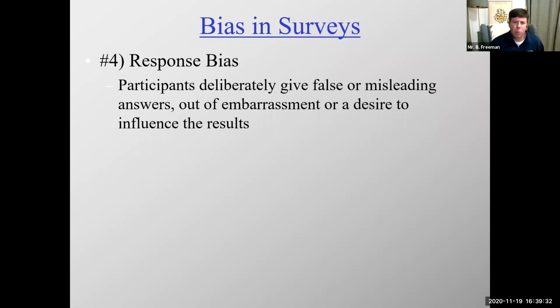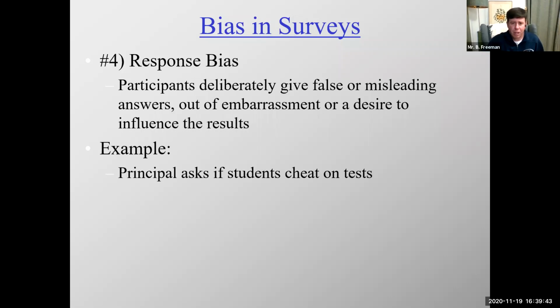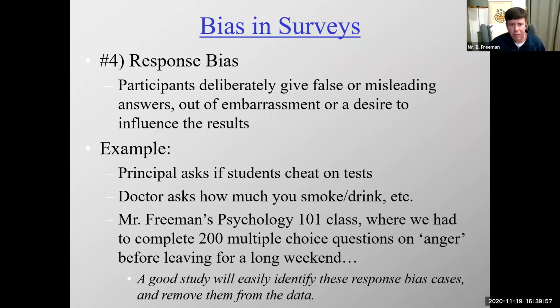So a response bias is when participants deliberately give false or misleading answers, and it can be out of embarrassment or just a desire to influence the results. And there's so many examples of this. One of the most classic ones, just a principal or vice principal asking anything to students where they could potentially get into trouble. So asking if students cheat on a test is obviously going to be a bias there. Other ones, just the principal or vice principal in the school asking anything that might get a student suspended, anything that could have a negative impact on their mark as far as plagiarism, you're going to get a response bias.